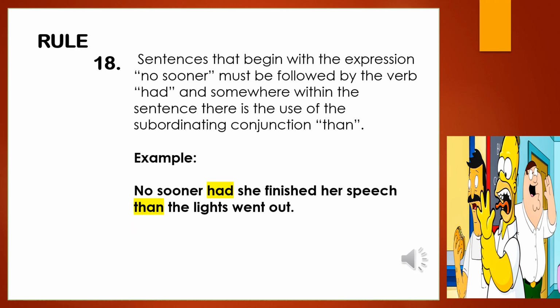Number 18. Sentences that begin with the expression no sooner must be followed by the verb had. And somewhere within the sentence, there is the use of the subordinating conjunction than. For example, no sooner had she finished her speech than the lights went out.